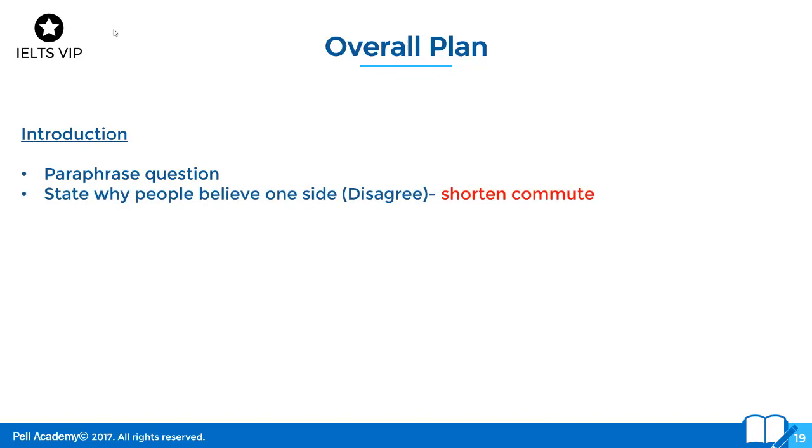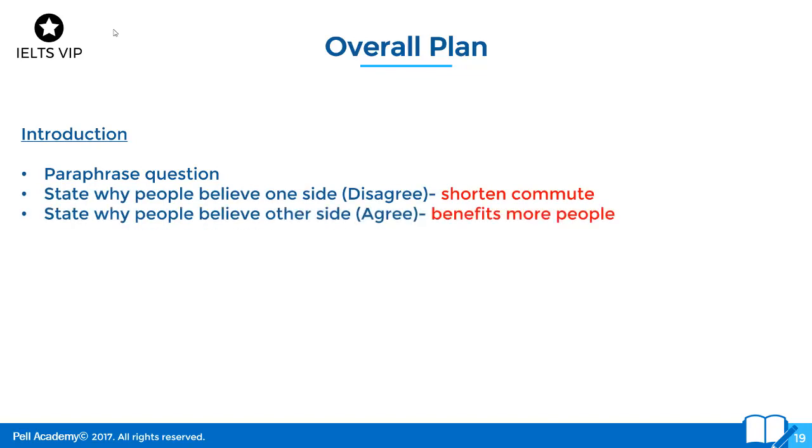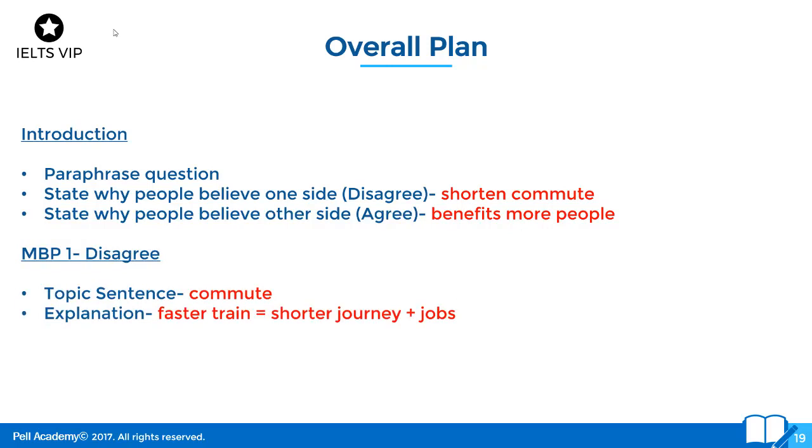Okay, let's look at the overall plan. So first of all, we're going to start with the introduction. We're going to paraphrase the question. We're going to state why people believe one side, disagree side, shorten the commute. State why people believe other side, benefits more people. Main body 1, topic sentence, commute. Explanation, faster train equals shorter journey times and more jobs. Example, HS2. An opinion is disagree.